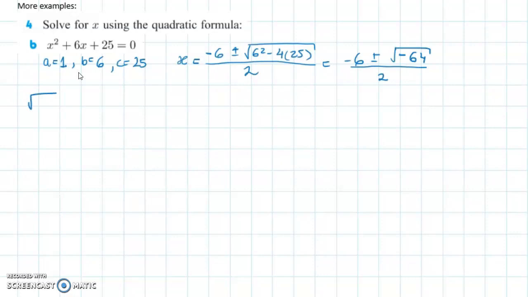So I need to write what is the square root of negative 64. Now that we are familiar with complex numbers, we can do it. This is going to be the square root of negative 1 multiplied by the square root of 64. So that's going to be i multiplied by 8. So going back to the x we are trying to find, this is going to be minus 6, and then we have plus or minus i multiplied by 8, and that divided by 2.